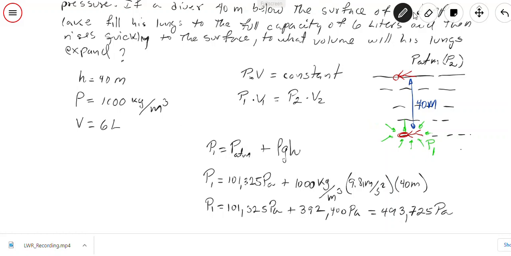Now, as I know the pressure 1, and I know the volume of air that he has in his lungs, and I know P2 because P2 would be the atmospheric pressure, we can find the volume 2, that is the volume of air when he is going to the surface of the water. So there is an expansion, an increase in volume.